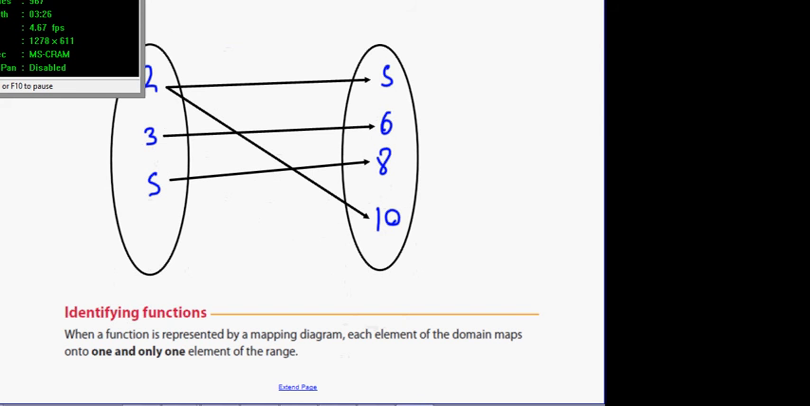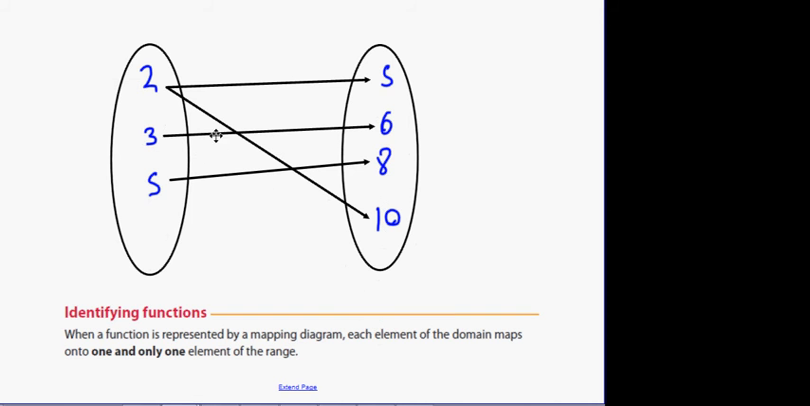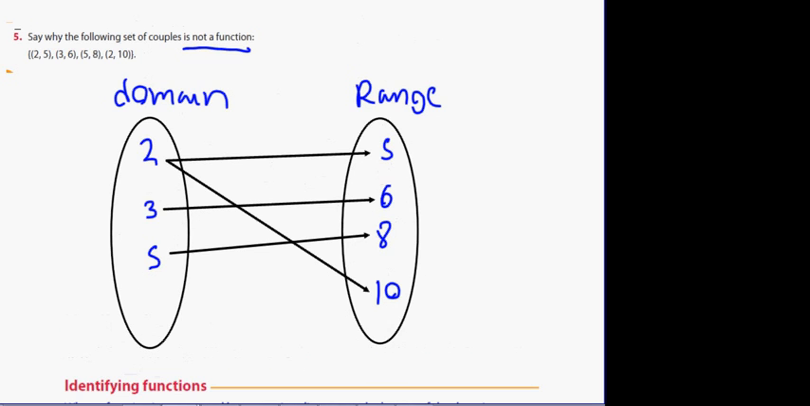As I said before, when it comes to identifying functions, when a function is represented by a mapping diagram as shown above, each element of the domain, here's our domain, maps onto one and only one element of the range. In this question, the number 2 maps onto 2 different elements of the range, therefore it cannot be a function. You got it? Yeah? Okay, next question.